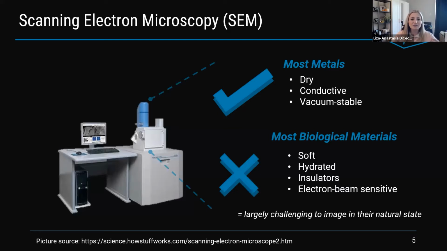There are alternatives of how you can look at these samples in their natural state, like environmental SEM or a more representative state in cryo-EM. But if you're looking at conventional SEM, you do need to do quite a bit of prep work to get your biosample into a regular SEM.